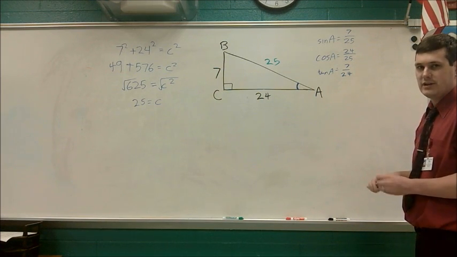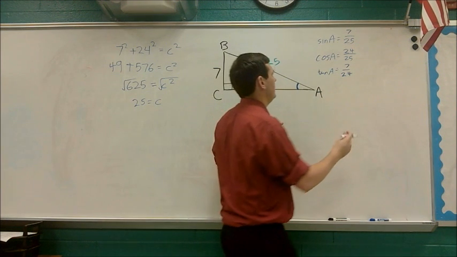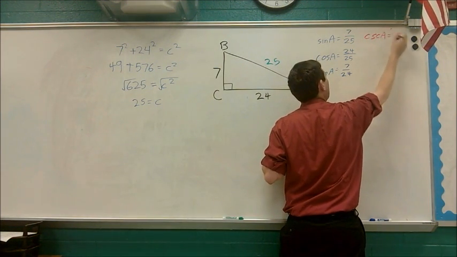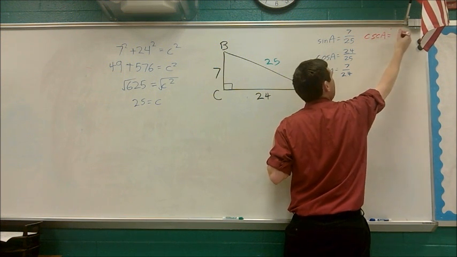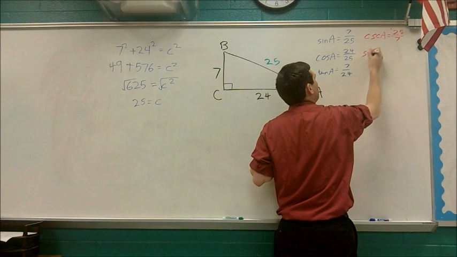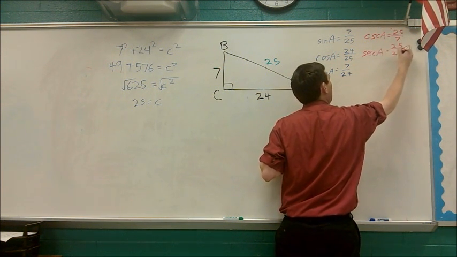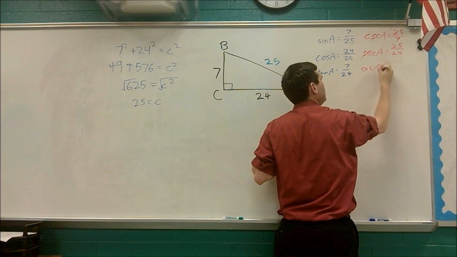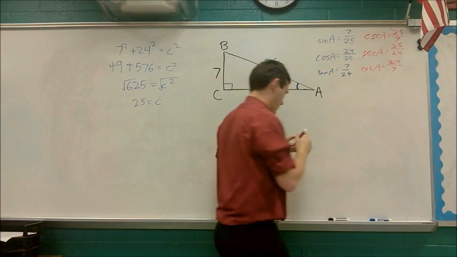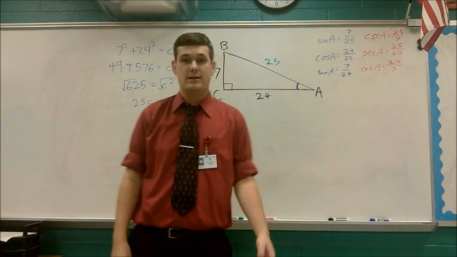Just have to flip them to get the other ones. I'll move to this side now. Can you see the side? Yeah, you can. So that means that cosecant A, I just flip it, 25 over 7. Secant A is 25 over 24. And cotangent A is 24 over 7. That's the way we do those problems. That's the way we're going to do those problems next in class.